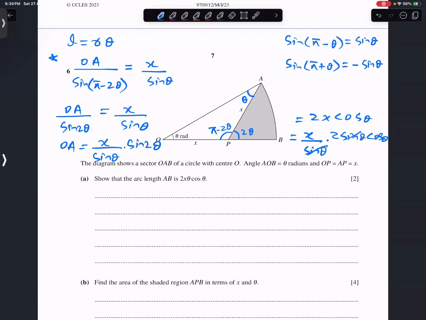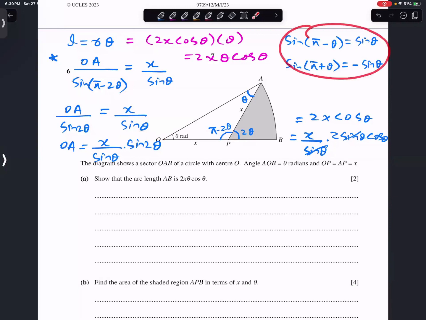So if you want to find the arc length, that will be simply radius, which is 2x cos theta, and then angle, which is theta. So you can see this is my answer. But in this whole solution, we the AS students don't know the formula for sine 2 theta, one. And the second thing is they forget the concept that sine of pi minus theta will be sine theta. So it's better to apply some other technique.